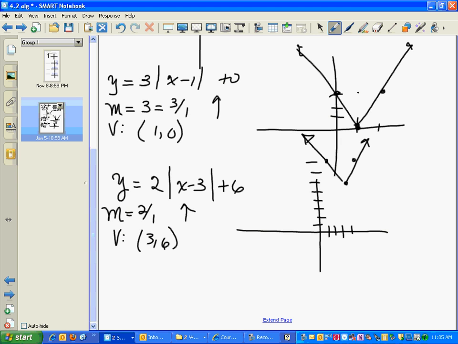So, is this what y'all got? So I went, my vertex was (3, 6), right? And then I went up 2. So that would make it over 1. So that would be (2, 8), and yes.